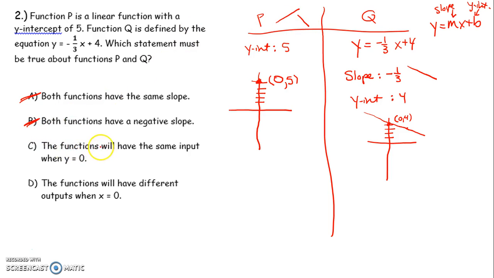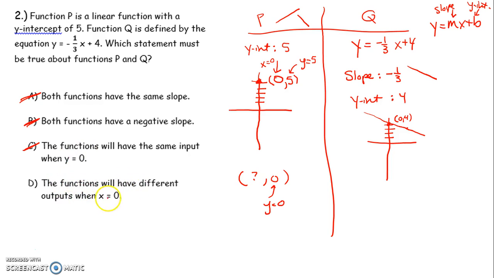All right, the functions will have the same input when y equals 0. I have to tell you, the only thing we know about function P is the y-intercept. The x is 0 and the y is 5. That's all I know. I'm not given any points where y is 0. So no, I can't give you any information about P when y is 0. So it's got to be this.